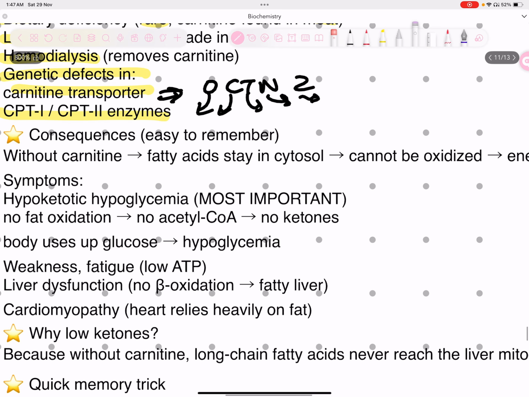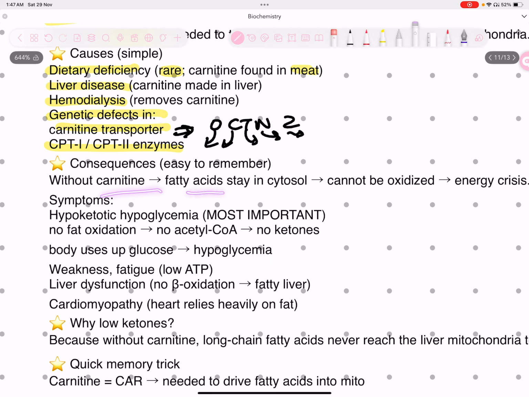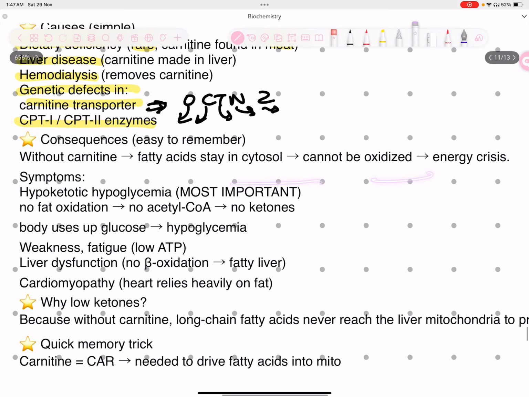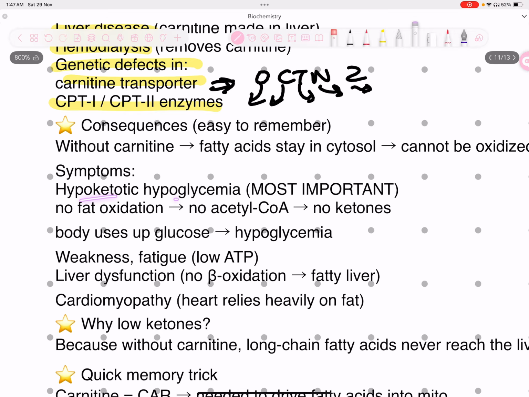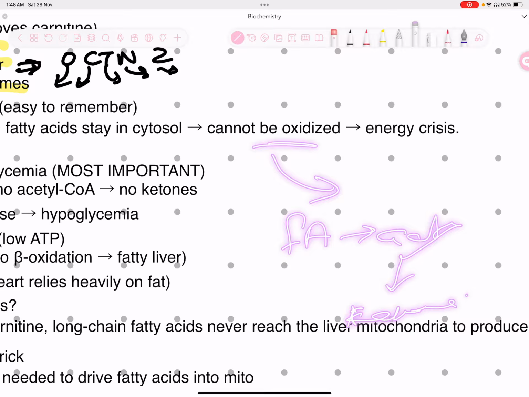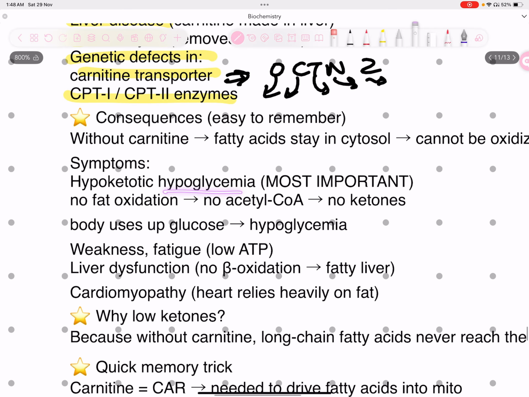What are the consequences? Obviously, if there's no carnitine, fatty acids will stay in the cytosol, they cannot be oxidized, and there will be an energy crisis. And also hypoketotic hypoglycemia. Hypoketosis because fatty acids are not oxidized. When fatty acids get oxidized, what do you get? You get acetyl CoA, and then you get ketones. So there'll be no ketones, therefore hypoketotic. And why hypoglycemia?